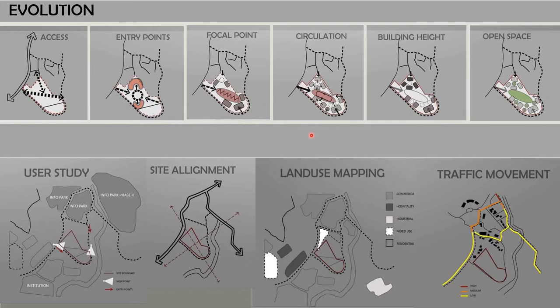Circulation is worked out within public and private zones. Built height increases from north to south with respect to the typology of events. Open space courtyards are worked within the private and public areas respectively.